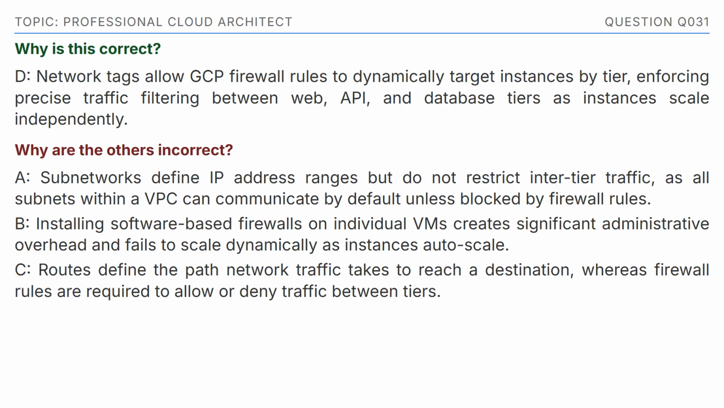Why are the others incorrect? A. Subnetworks define IP address ranges but do not restrict inter-tier traffic, as all subnets within a VPC can communicate by default unless blocked by firewall rules. B. Installing software-based firewalls on individual VMs creates significant administrative overhead and fails to scale dynamically as instances autoscale. C. Routes define the path network traffic takes to reach a destination, whereas firewall rules are required to allow or deny traffic between tiers.